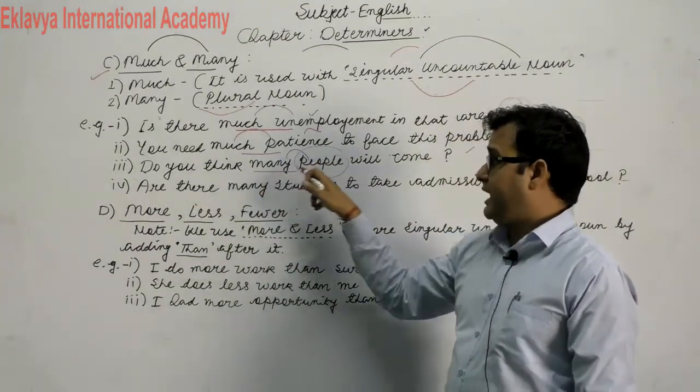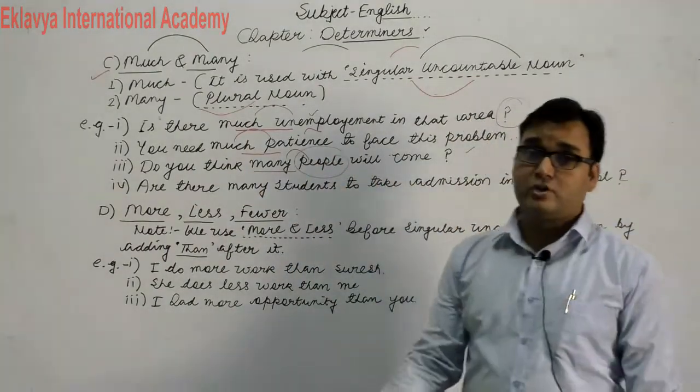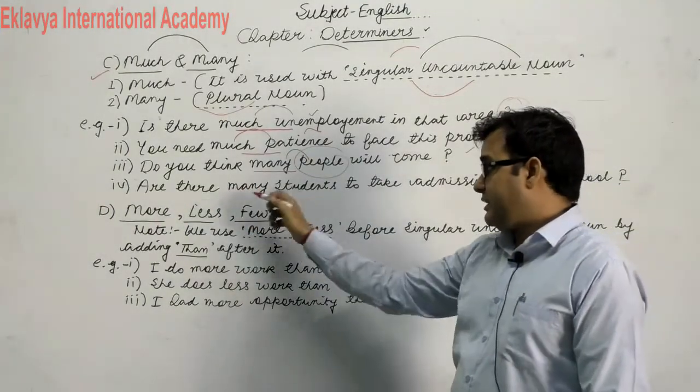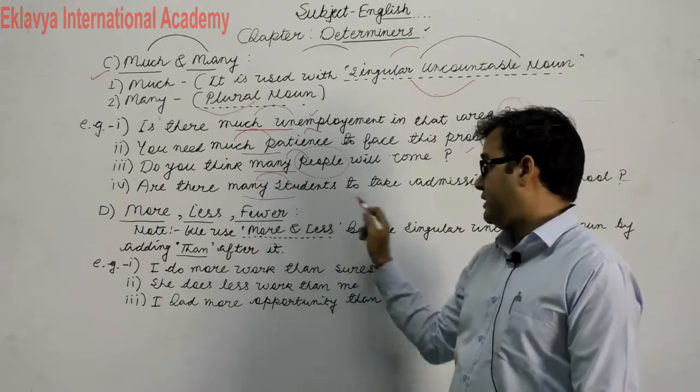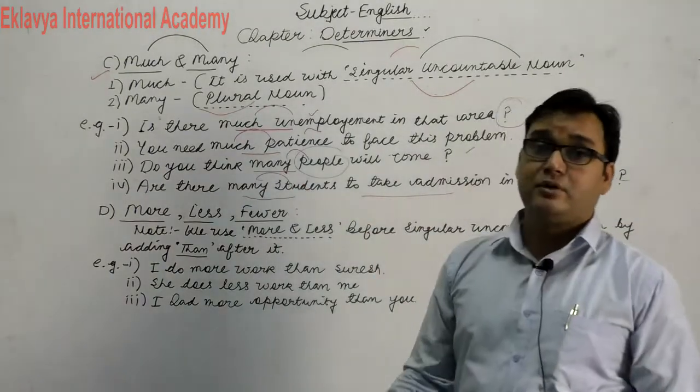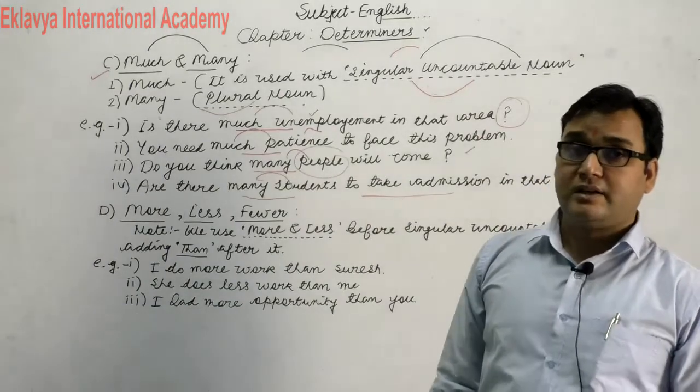Do you think many people will come? क्या तुम्हें लगता है कि बहुत से लोग आएंगे क्या? Example number 4 is, are there many students? Are there many students to take admission in that school? क्या उस स्कूल में एडमिशन लेने के लिए बहुत से विद्यार्थी हैं क्या?